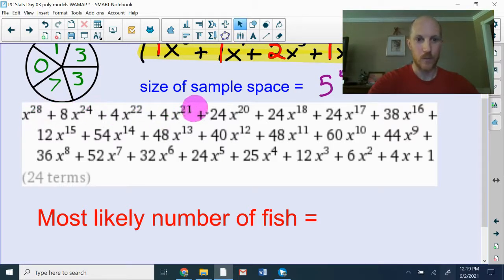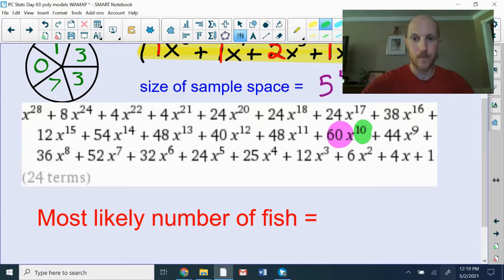8, 4, 4, 24. This is the biggest one so far. And if we keep going through there, 54 is pretty big, but 60 is bigger. So here is the largest frequency. It happens 60 times. But that is not a number of fish. 60 is the number of times it happens. The number of fish is the exponent. The exponent is the value or the sum. You did the 4 spins, you got a sum of 10 fish.